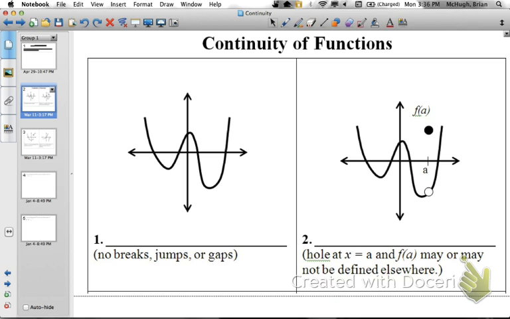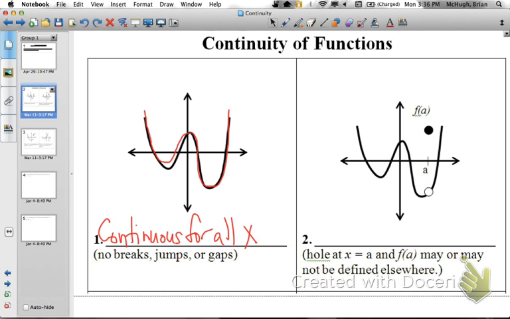Function continuity fits into four different categories. The first is the most simple and easiest to see, and that is this graph is just going along, and we can draw the whole graph in one continuous motion without ever having to pick up our pencil. And so we say this function is continuous for all x, or continuous for all x in the domain.